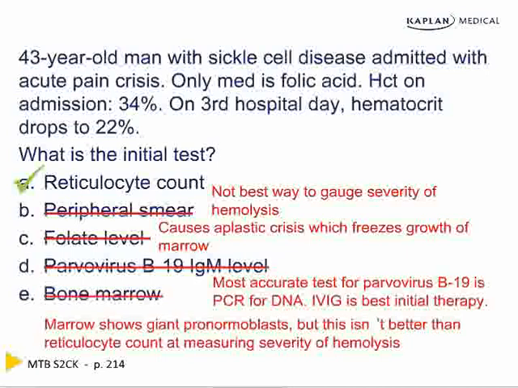To summarize the answers for parvovirus, it's a sudden drop in hematocrit in a person with a hemoglobinopathy, particularly sickle cell disease. The reticulocyte count drops first. That's your first answer. If those retics are down in sickle cell crisis, it either means folic acid deficiency or parvovirus. And since this person's on folic acid, you should be looking for the parvovirus.